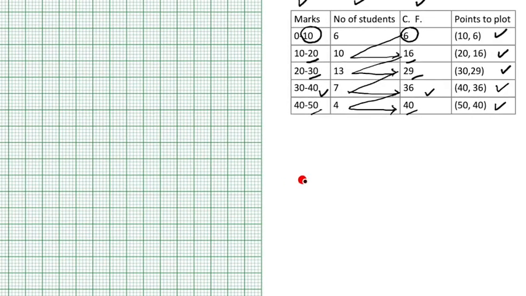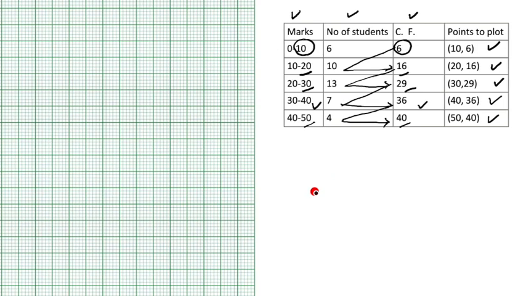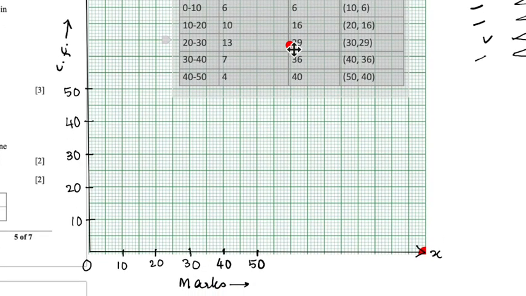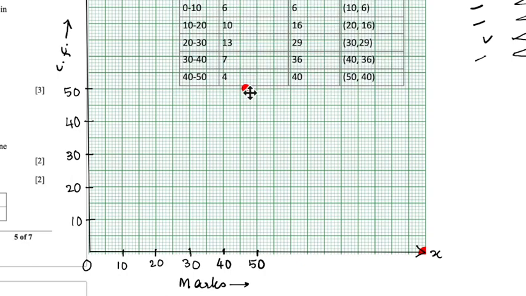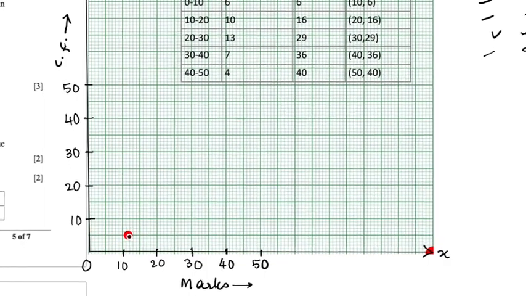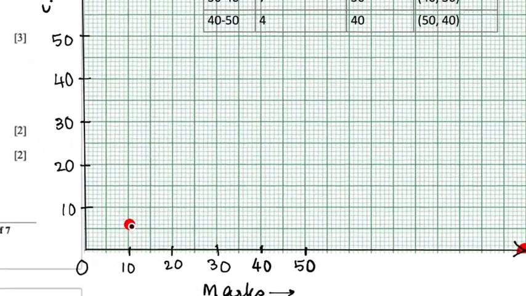So let us now check how to draw this. I'm just going to take the table a little bit this side. Alright, so this should help us. So the first point is 10, 6. 10 marks is here and 6 will be, this is 5, so 6 will be this point over here.